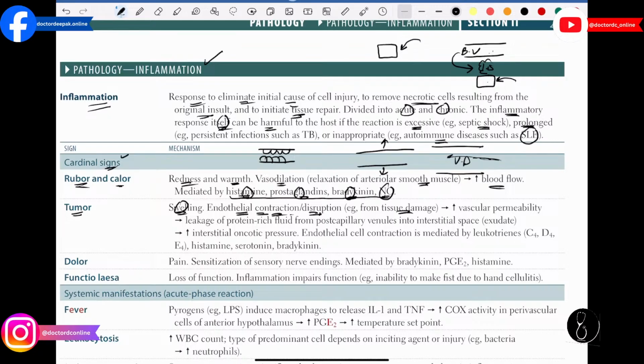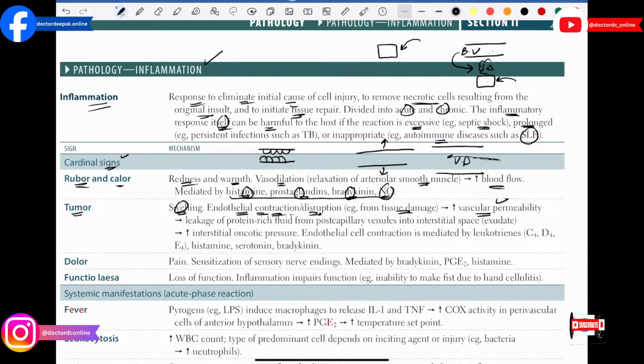So that's why they mention here, when the tissue damage occurs, the endothelial cells will contract or become disrupted. When the endothelial cells contract or are disrupted, it will lead to increased vascular permeability of the blood vessel. When the permeability of the blood vessel is increased, the fluid present inside the blood vessel, the inflammatory proteins, the inflammatory cells, and the proteins present in the blood vessel are going to leak into the interstitial space.